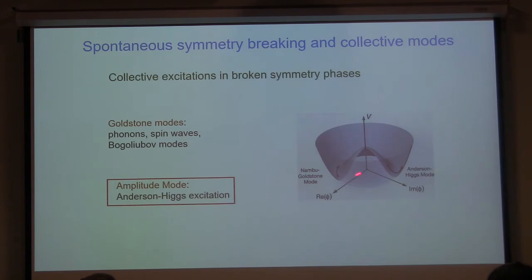Or we can have fluctuations where we can think of this as a particle climbing up and down these walls, right? And that actually corresponds to a change of the amplitude of the order parameter. And that's what we call Anderson.